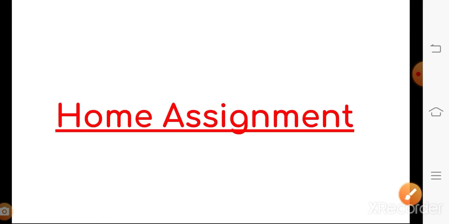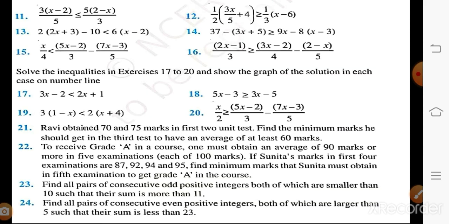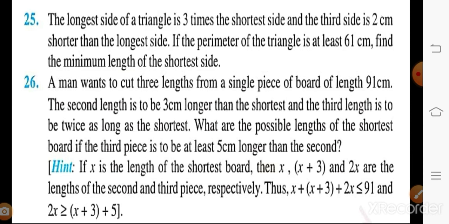On the basis of these, you are able to solve the rest of the questions of exercise 6.1. These questions are remaining in that exercise. Some questions I have done, and the rest of the questions you have to solve in the fair notebook.